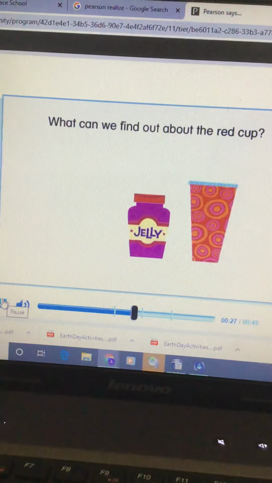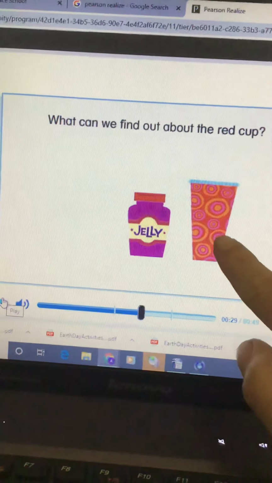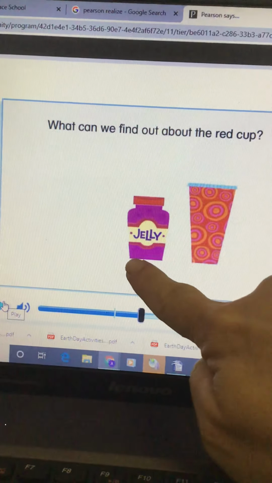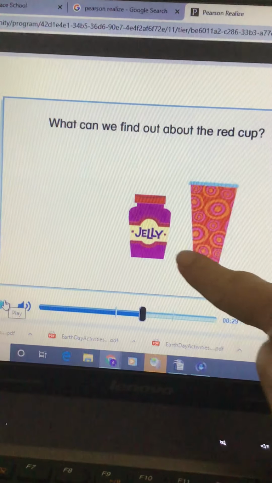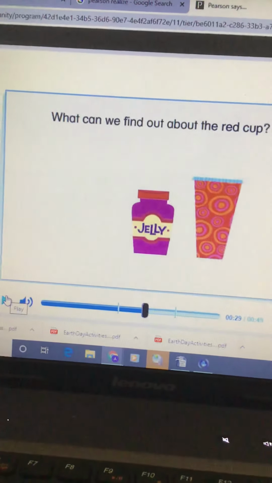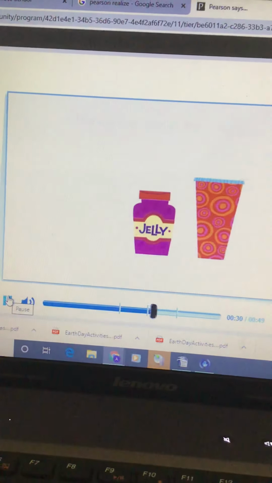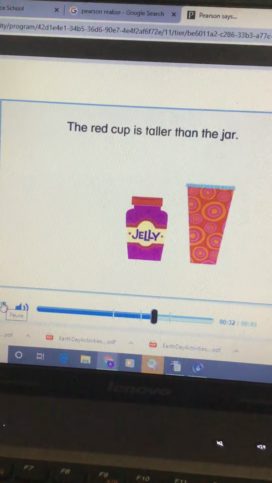What can we find out about the red cup? So now we see the red cup next to the jar of jelly, the same jar and the same thing. They start at the same spot at the bottom, but then the red cup goes up higher. It is taller than the jar of jelly. The red cup is taller than the jar.